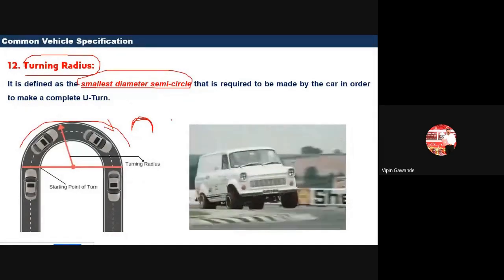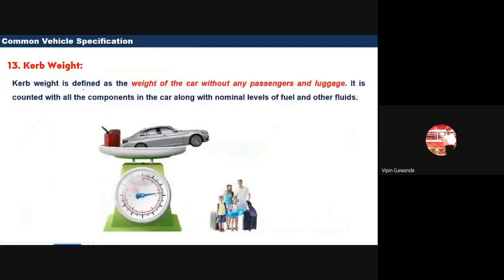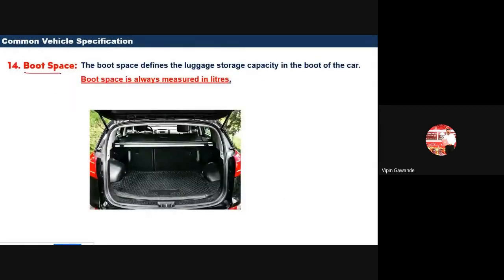Then, the curb weight is what? It is the weight of the total vehicle without the passengers and the luggage. We are not considering the passengers and luggage, only the weight of the vehicle. That is called the curb weight. Boot space means the space available for carrying luggage, and it is measured in liters.